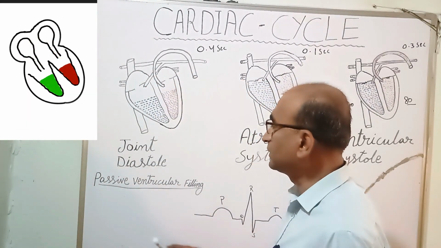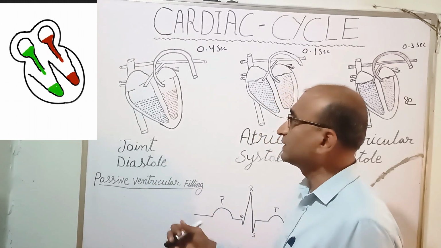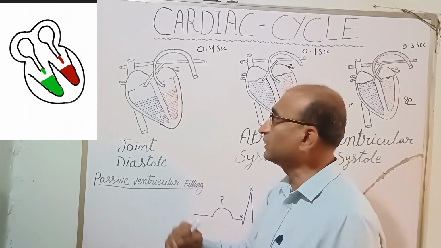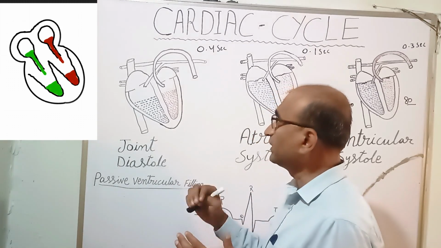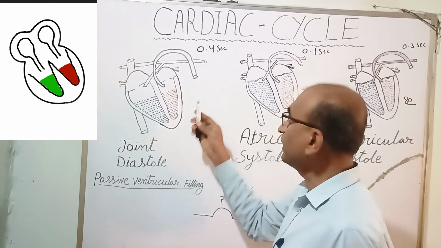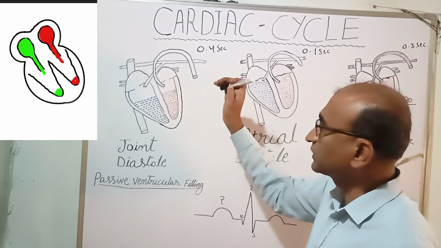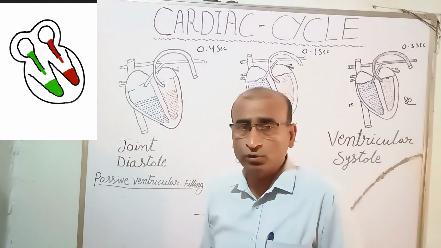The first one is the joint diastole. In the joint diastole, both atria and both ventricles are in the relaxed position. The cardiac muscles are in the relaxed position. The time period of the diastole is 0.4 second. So what happens in the 0.4 second?